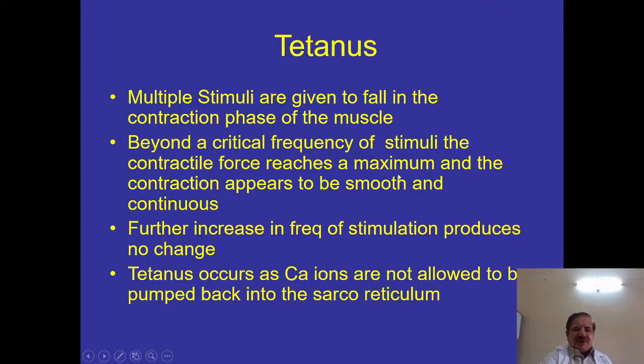Multiple stimuli given so as to fall in the contraction phase, that is tetanus. Beyond a critical frequency of stimuli, the contraction reaches the maximum. The contraction appears to be smooth and continuous. A continuous contraction is called tetanus. Further increase in the frequency of stimulation produces no change. So once it is in the contraction phase, even if you give more stimuli, it doesn't change. Tetanus occurs as calcium ions are not allowed to be pumped back into the sarcoplasmic reticulum cisternae.